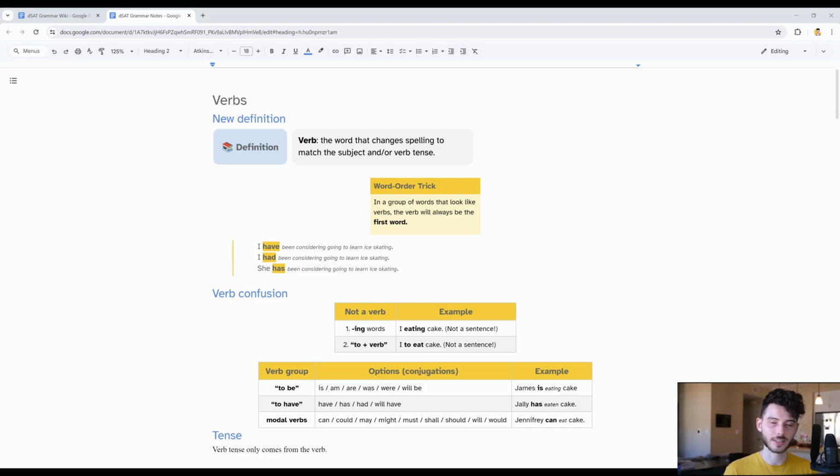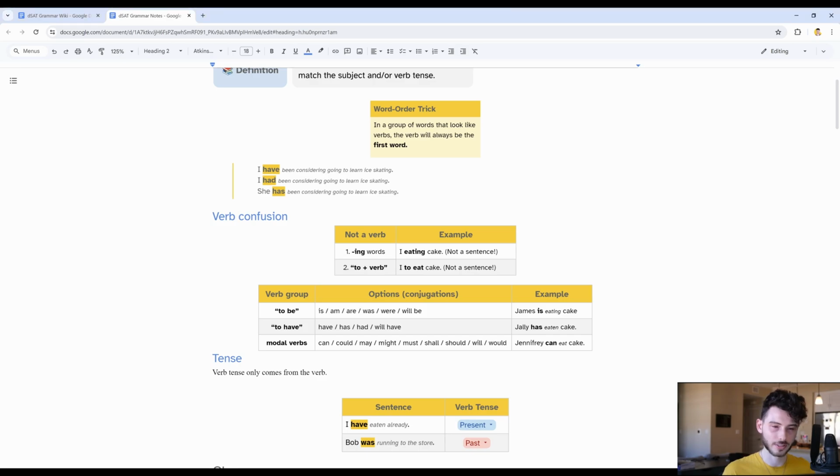First thing is I'm giving you a new, easier definition of verb to avoid getting tricked by questions. It's just going to be the word that changes spelling to match subject or tense. So I have these three examples here. I have been considering going to learn ice skating. Everything in this sentence pretty much looks like it describes an action of some kind, but it's always going to be the first word, the one that actually changes spelling.